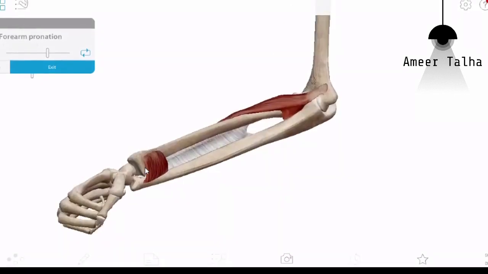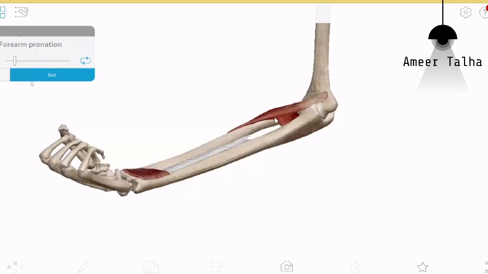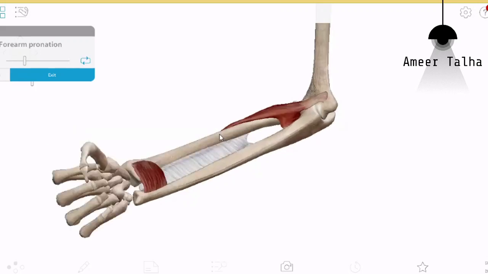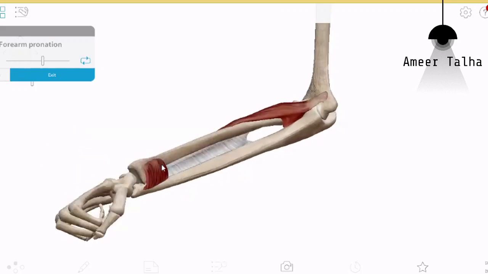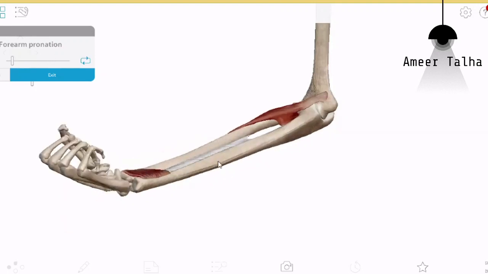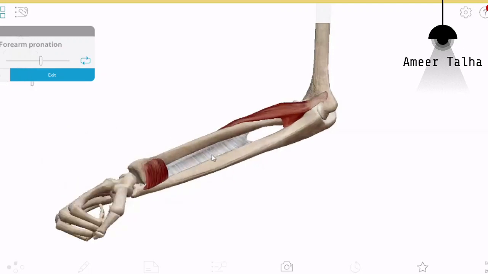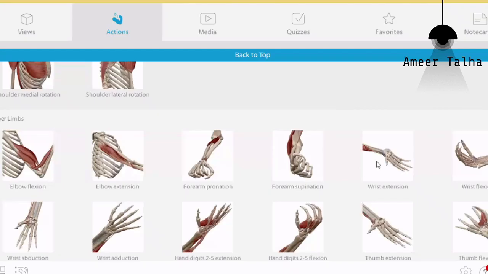These are the muscles which are acting. This is a supine position. The pronator teres is acting on the shaft of the radius, and the pronator quadratus is acting at the lower end of both bones. So these collectively produce the movement of pronation. Then there is wrist extension and flexion.